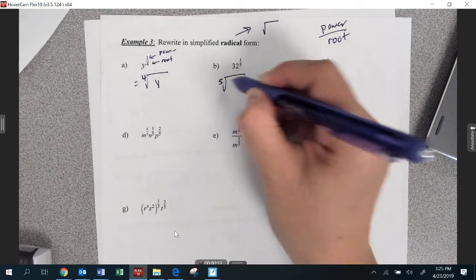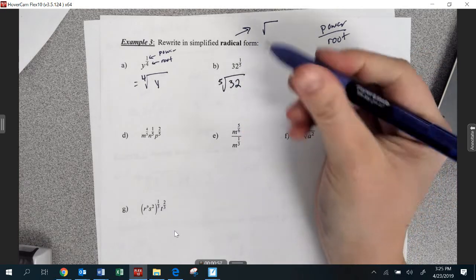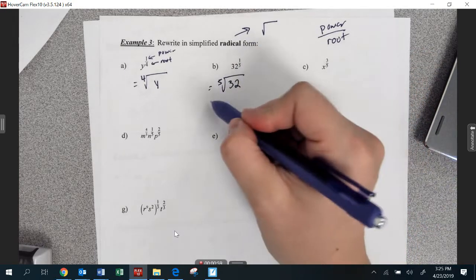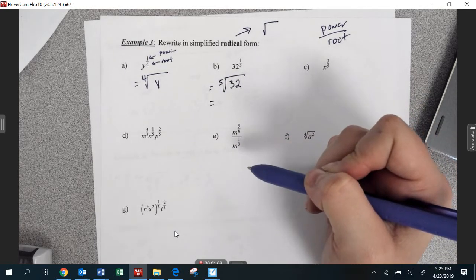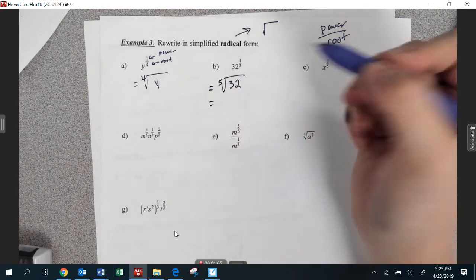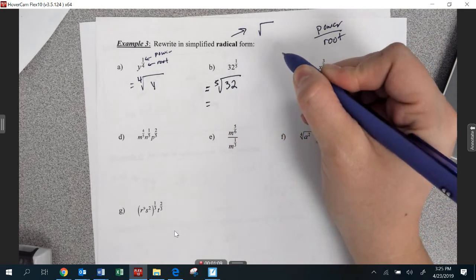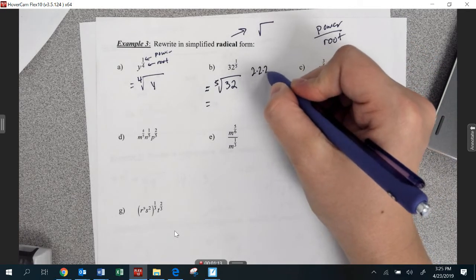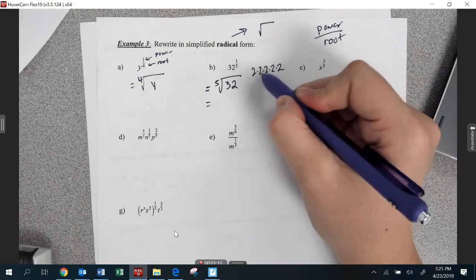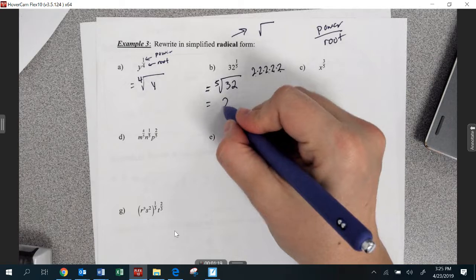Similarly here, I'll write this as the fifth root of 32. Again, I don't need that exponent of 1. This one, however, I can further simplify since I have a numerical value underneath here. So I could think this through and think, okay, what number could I multiply 5 times by itself in order to get back to 32? And that happens to be 2. 2 times 2 times 2 times 2 times 2 does indeed get me to 32.